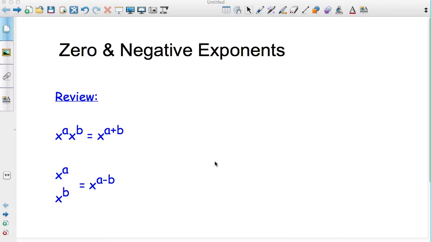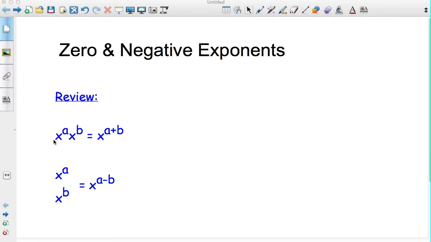Tonight we're going to be looking at 0 and negative exponents. If you haven't already, grab out your MJ so that you can follow along with me. Today in class, you looked at some of the basic exponential rules, and we did these two right here. So you should have these already in your notes. If you haven't, go ahead and copy them down now.